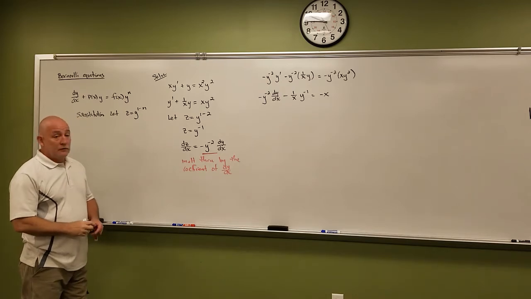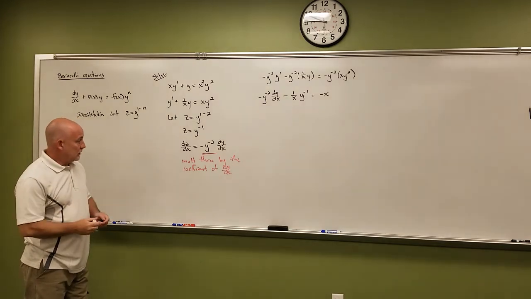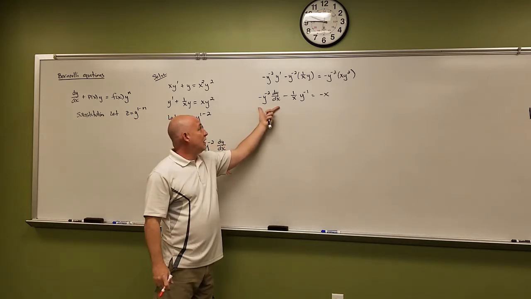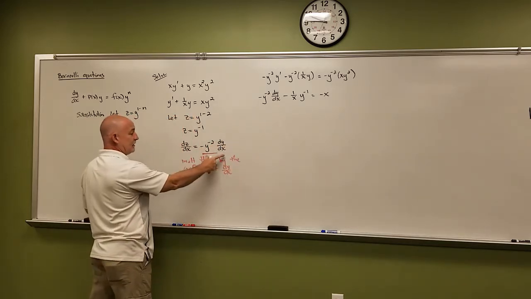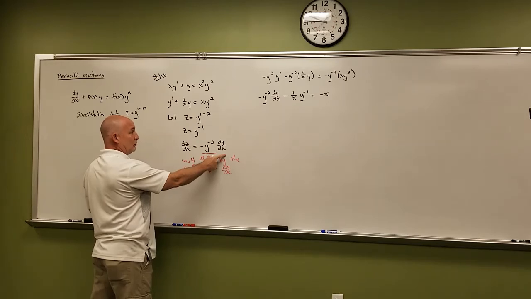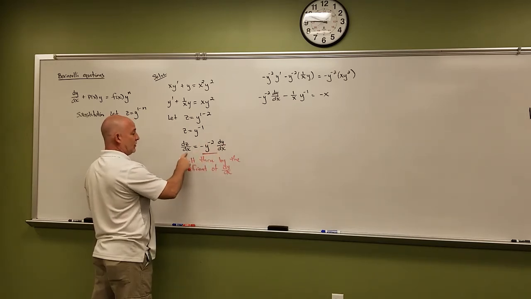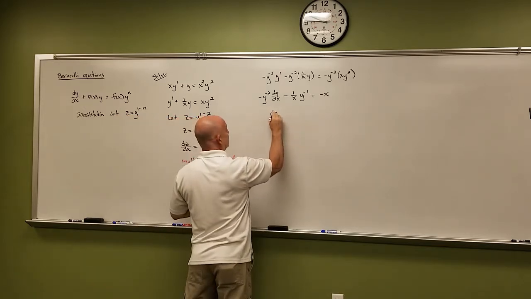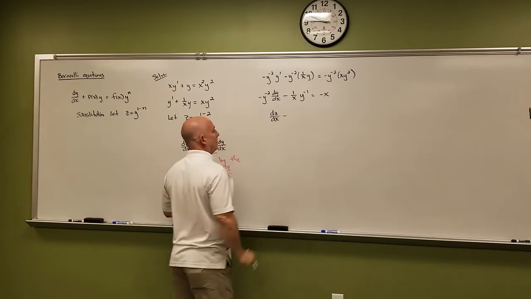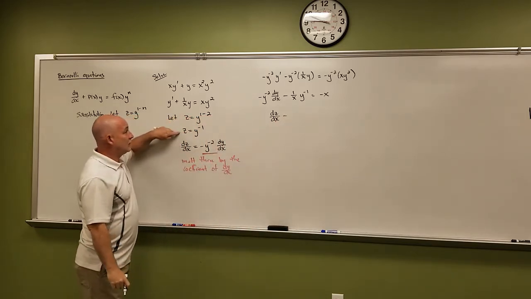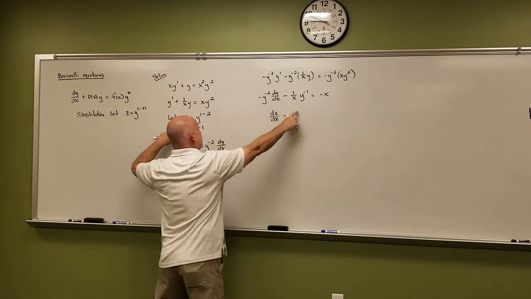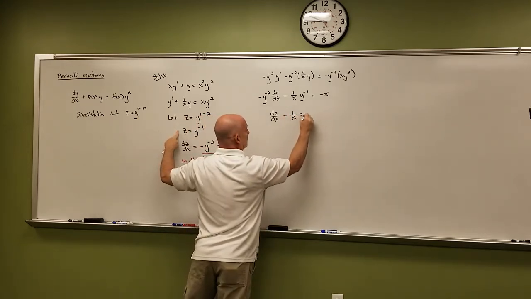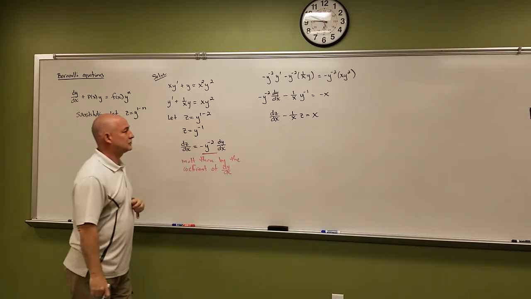All right, here is the beauty of this. Notice now, our first piece, negative y squared dy dx, is exactly what this whole piece here is, which means I'm going to replace all of that with dz dx. So that is dz dx minus 1 over x z is equal to x.